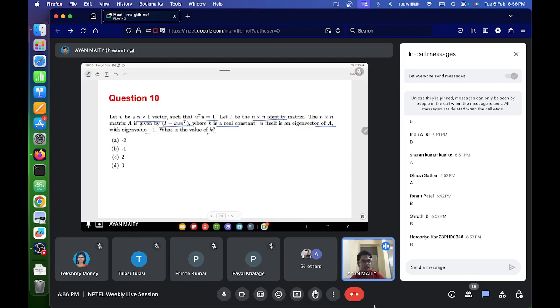So you have to again start with the eigenvector formula for the matrix A, and from there you can find out the value of k.